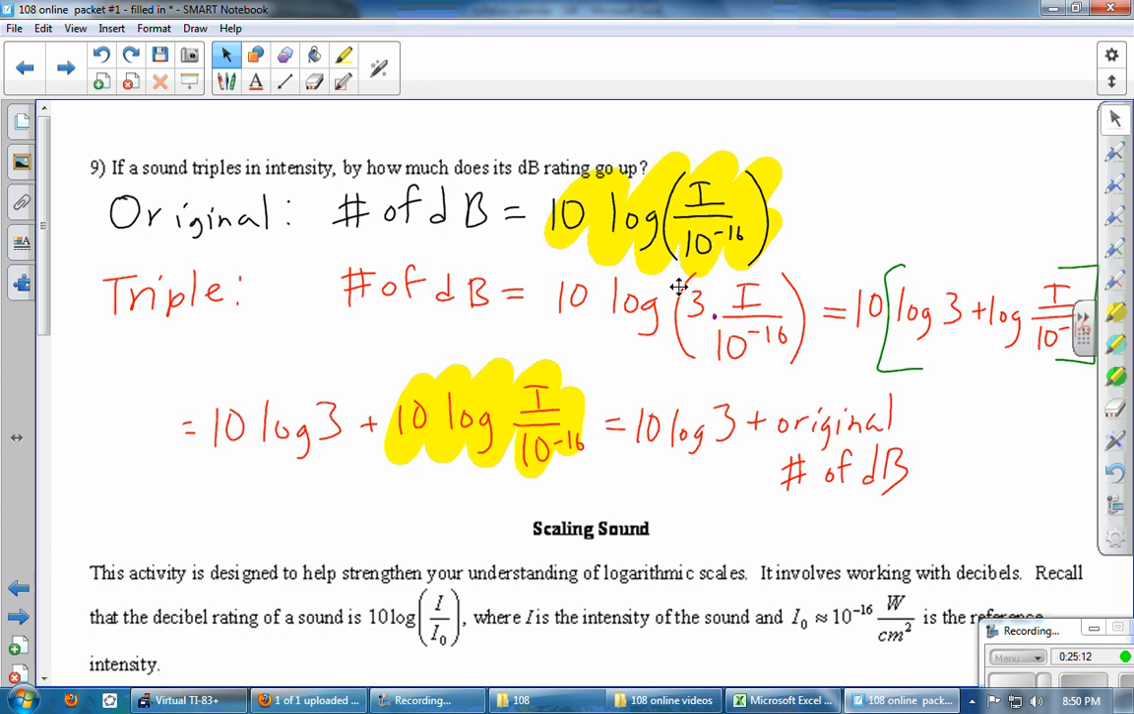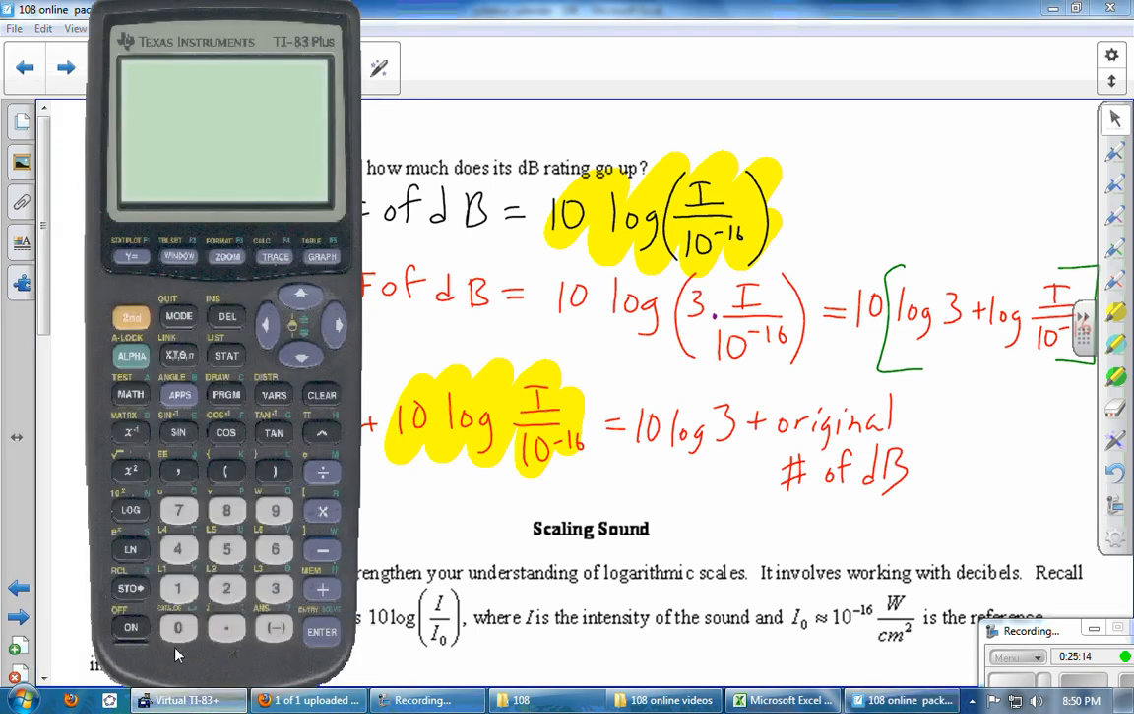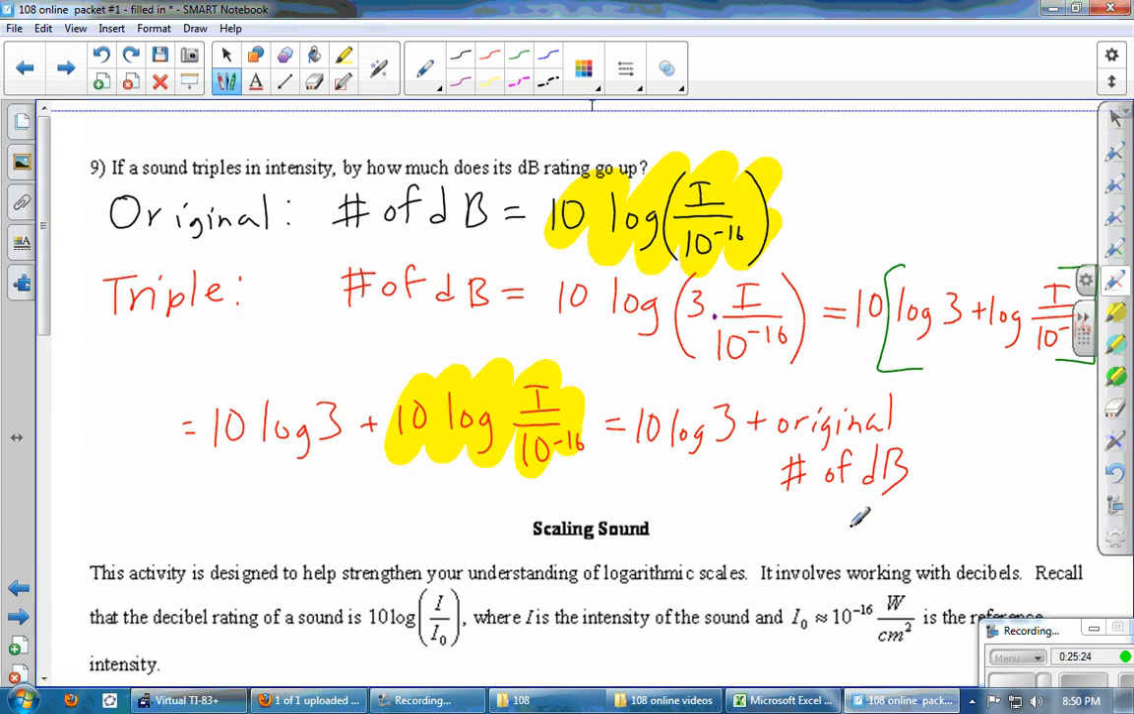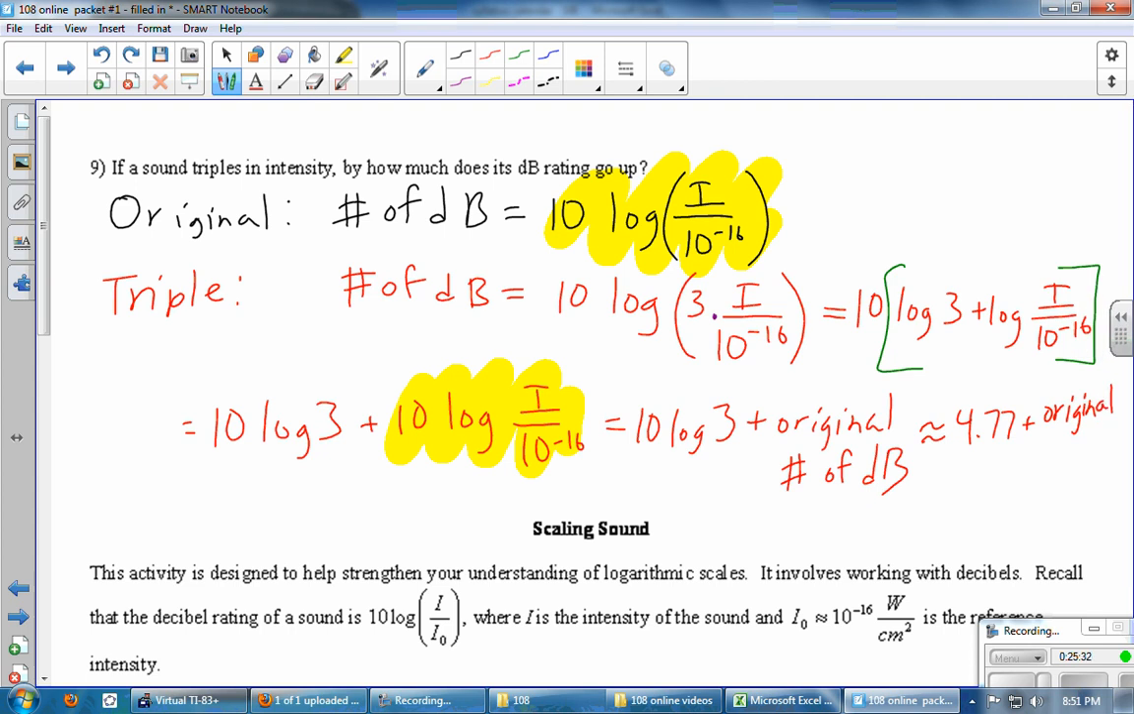We can type that in just to get a decimal approximation here. 10 log 3, about 4.77. So if the sound triples in intensity, the decibel rating doesn't triple, doesn't even double, it just goes up by about 4.77.